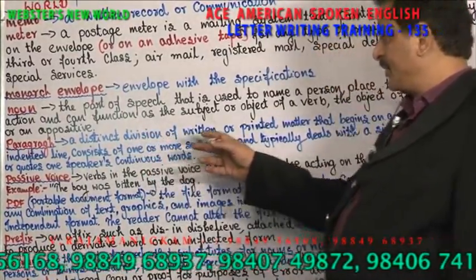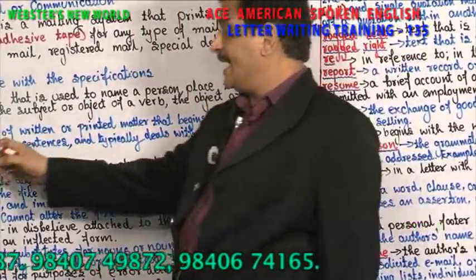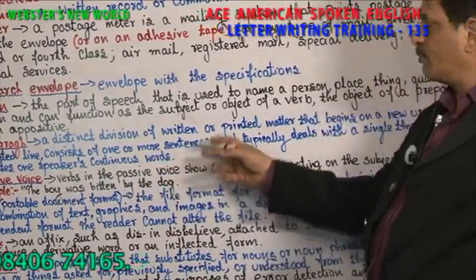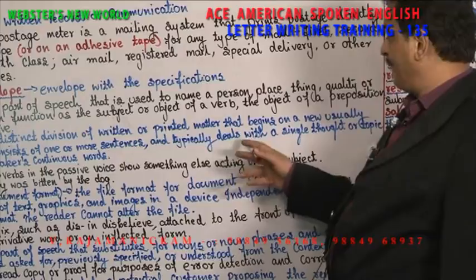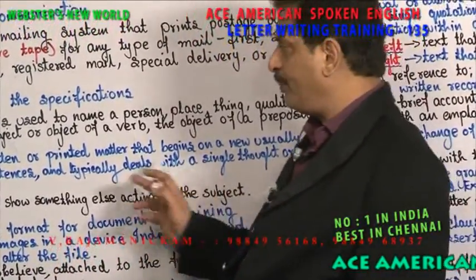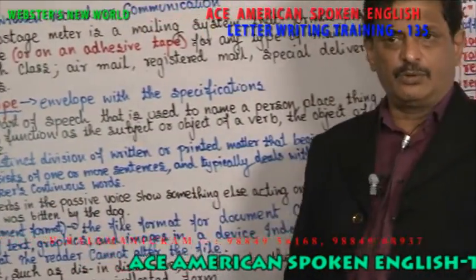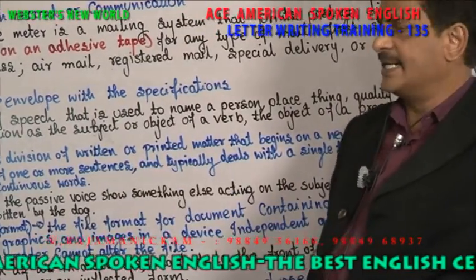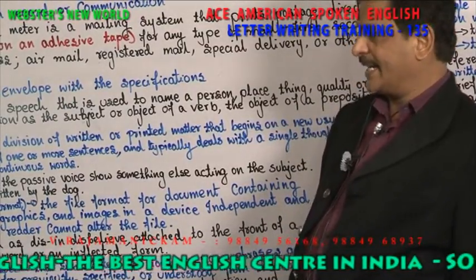A distinctive division of written or printed matter that begins on a new, usually indented line. In a line you write, it consists of one or more sentences. A paragraph has one or more sentences and typically deals with a single thought, one idea or a topic, or the course of one speaker's continuous words. One main idea with sub-ideas related to that idea, written in 3 or 4 or 5 or 6 sentences. It is called a paragraph.